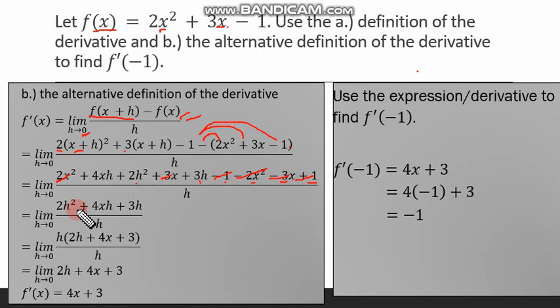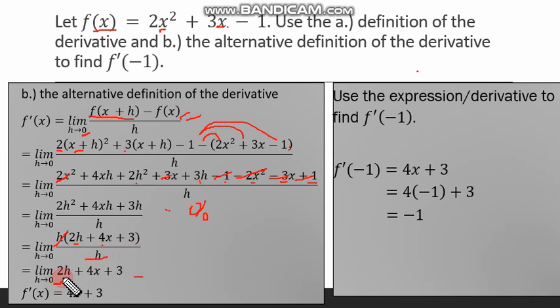So 2h squared plus 4xh plus 3h over h. This is indeterminate form 0 over 0 if we directly substitute the value of h with 0. So let's factor this one first. h times 2h plus 4x plus 3, that's the factor. We can cancel h now, so what remains is 2h plus 4x plus 3.